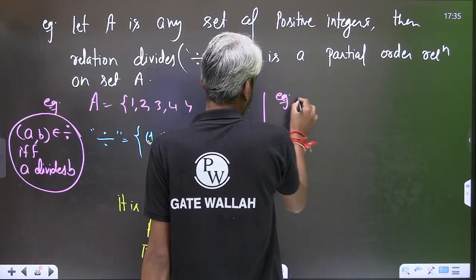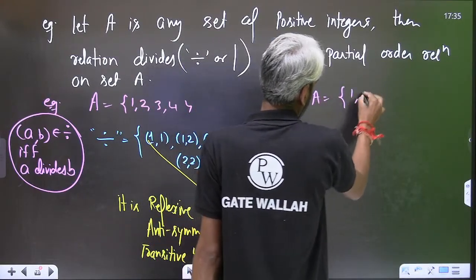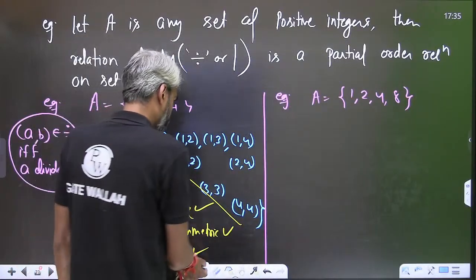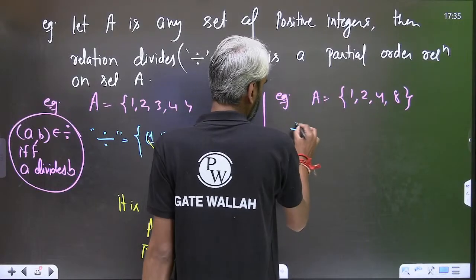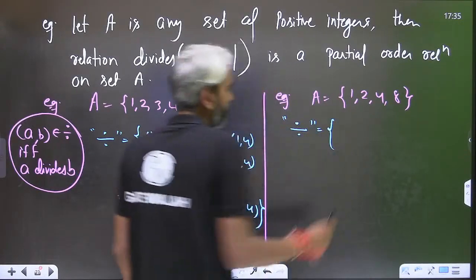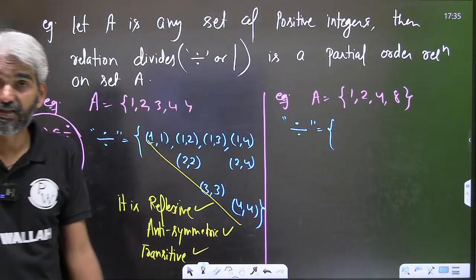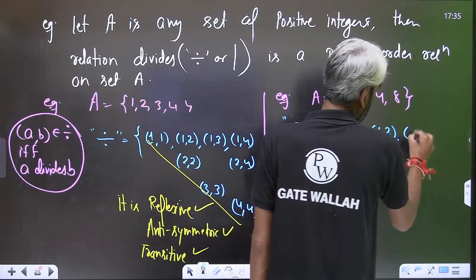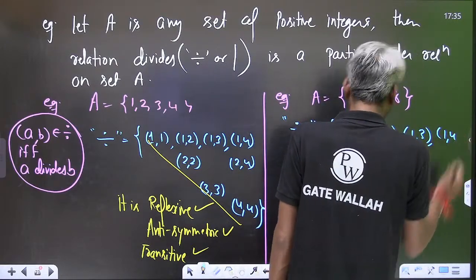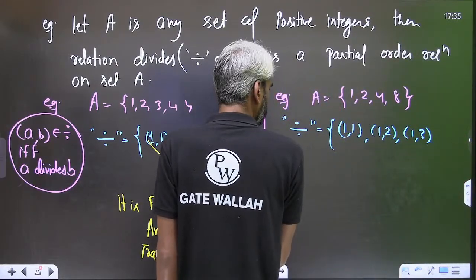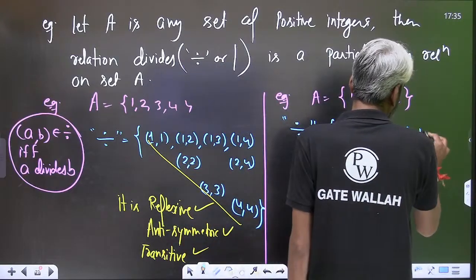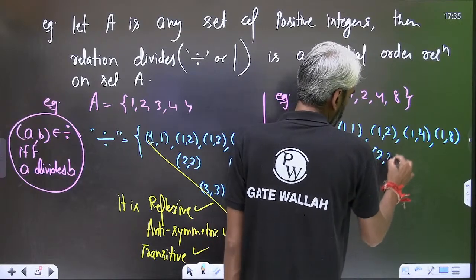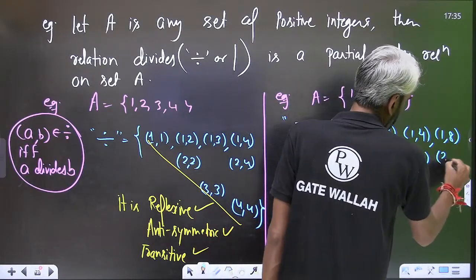Next, take one more example. Let A equal 1, 2, 4, 8. This is your set. This time, if I take the relation divides, then what will be the ordered pairs? 1 divides 1. Yes, sir. 1 divides 2. Yes, sir. 1 divides 4. Yes, sir. 1 divides 8. Yes, sir. Does 2 divide 1? No, sir. 2 divides 2. 2 divides 4. 2 divides 8.